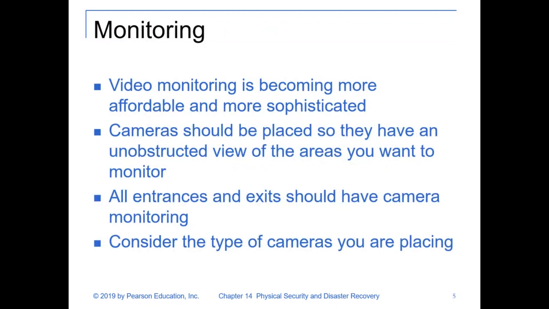Video monitoring is also something that can help with your physical security. This is something that's become more affordable. The cameras should be placed so they have an unobstructed view of areas that you want to monitor. At minimum, you should have camera monitoring on entrances and exits. One thing to keep in mind is to consider the type of camera you're placing. They are more affordable, but you still want to make sure that you have a good quality camera.